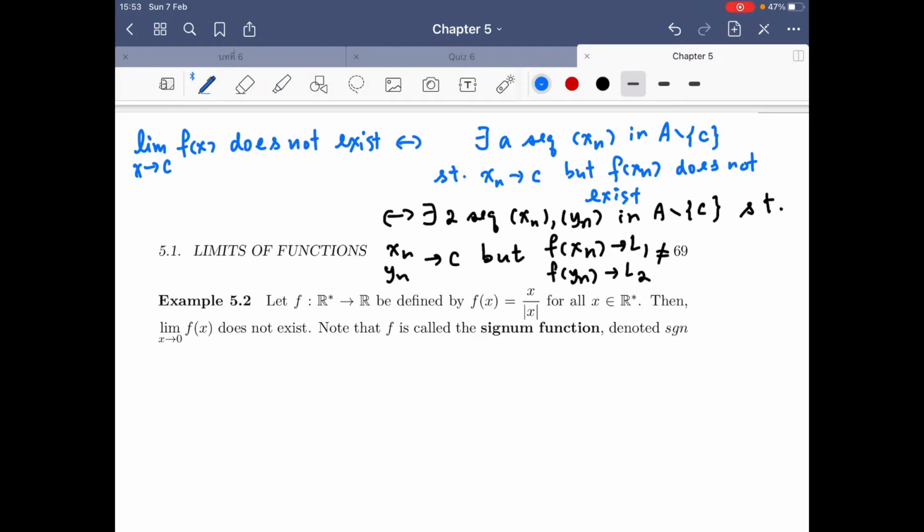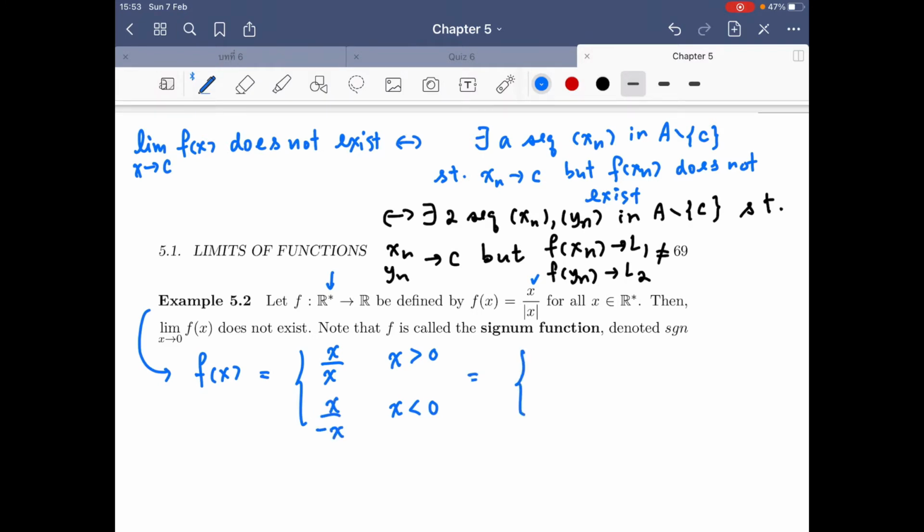The first one, we look at the function f from the set of real numbers except the point 0 to the real numbers, which is defined by f(x) equals x over the absolute value of x. Okay, so what does this mean? If x is positive, then the absolute value of x is x itself. If x is negative, then the absolute value of x is negative x.